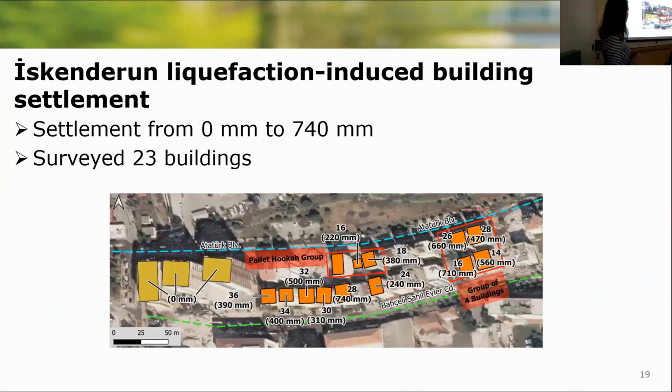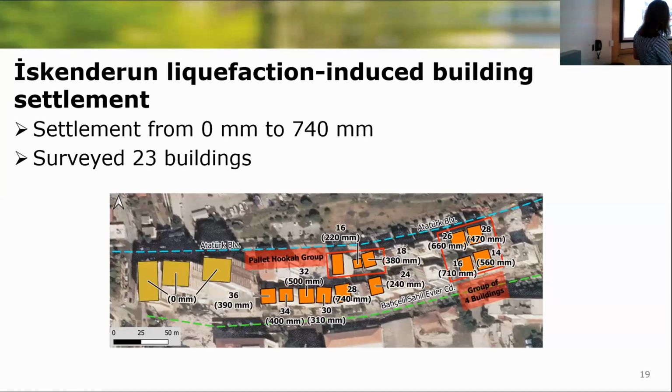So what we did when we were on the ground is we focused on buildings that had settled, looking at building settlement so we can understand the role of liquefaction on building damage and building settlement. These are the groups of buildings that we surveyed in the northeast part of Iskenderun, in an area called the Chai district, which is entirely founded on reclaimed land. In total in Iskenderun, we surveyed 23 buildings, and there were settlements from 0 to 740 millimeters that we observed.